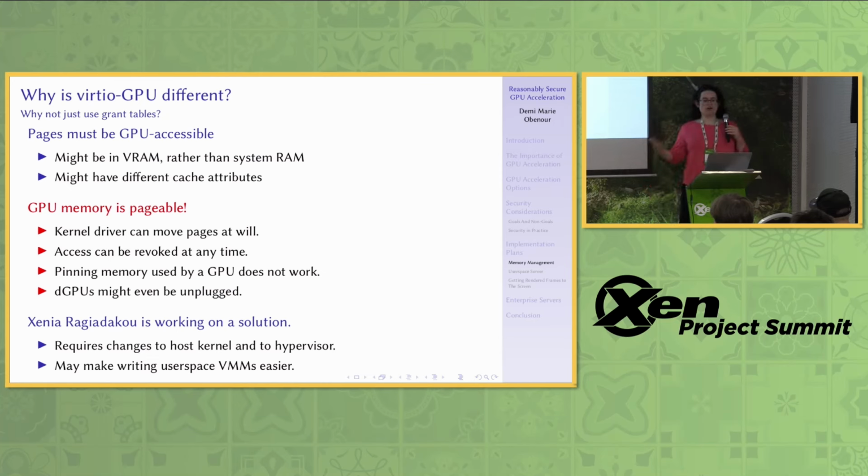But as Ray Huang said, Xenia Ragiadakou is working on a solution. It's going to require host kernel changes and hypervisor changes as well. But it might also make it easier to write user space VMMs for Xen, because you'll be able to use better APIs to provide guests with memory.